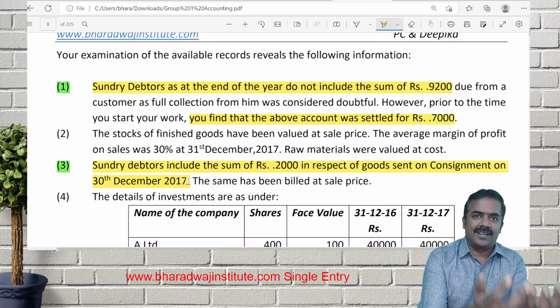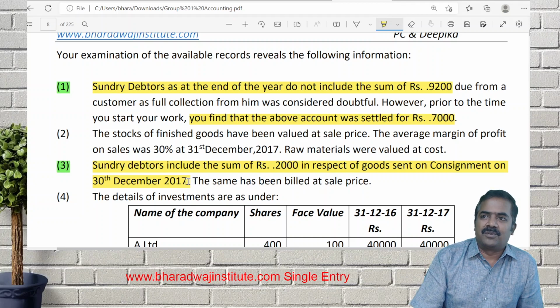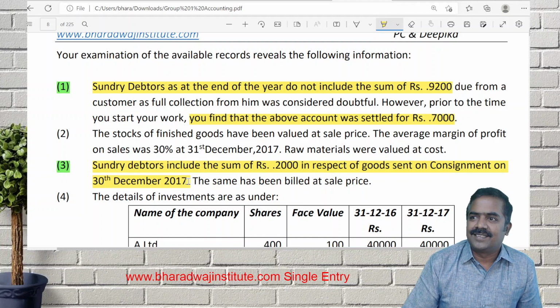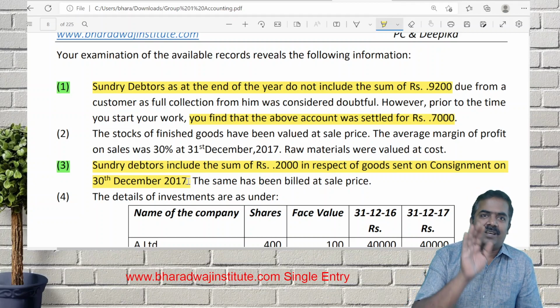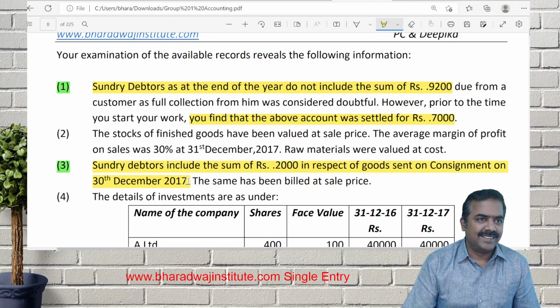You are an agent here. I am giving you my goods for you to sell. How much worth of goods? 2000 worth of goods. Can I include it in debtors? You are just an agent. Okay, that 2000 rupees should not be included in which one? Debtors. Agent is a debtor.